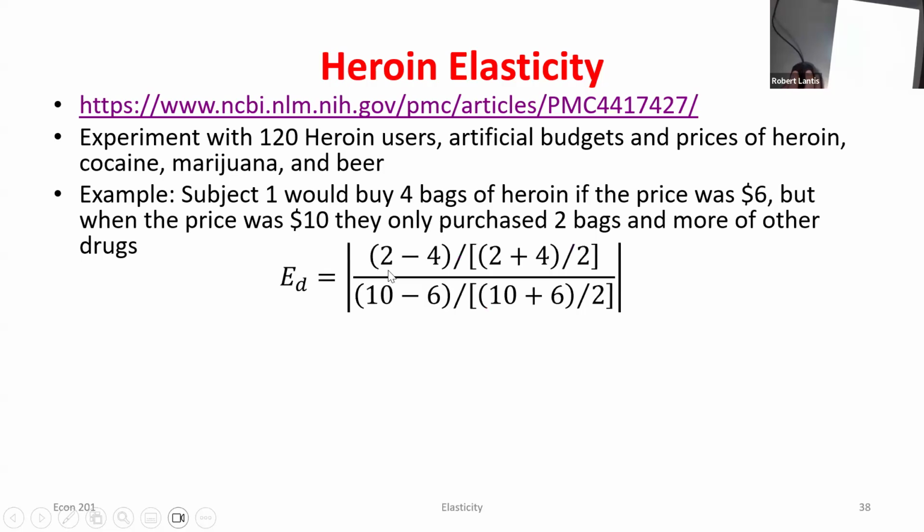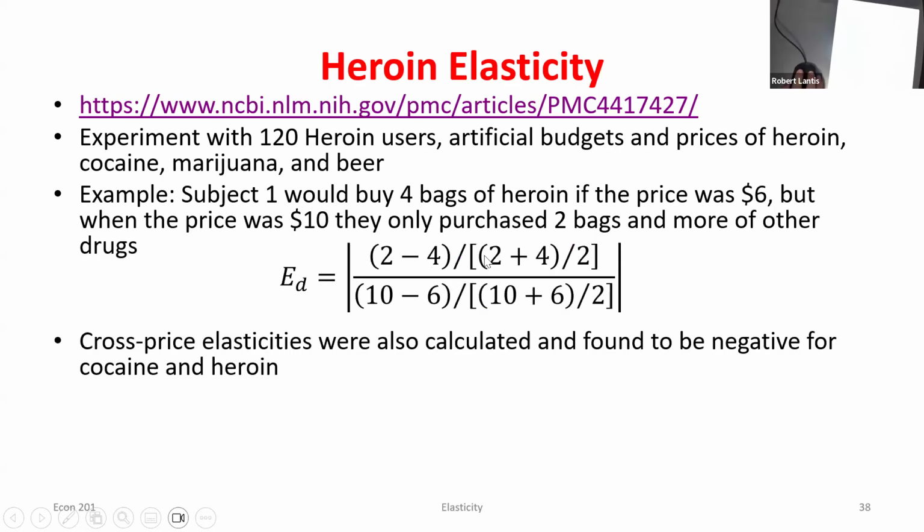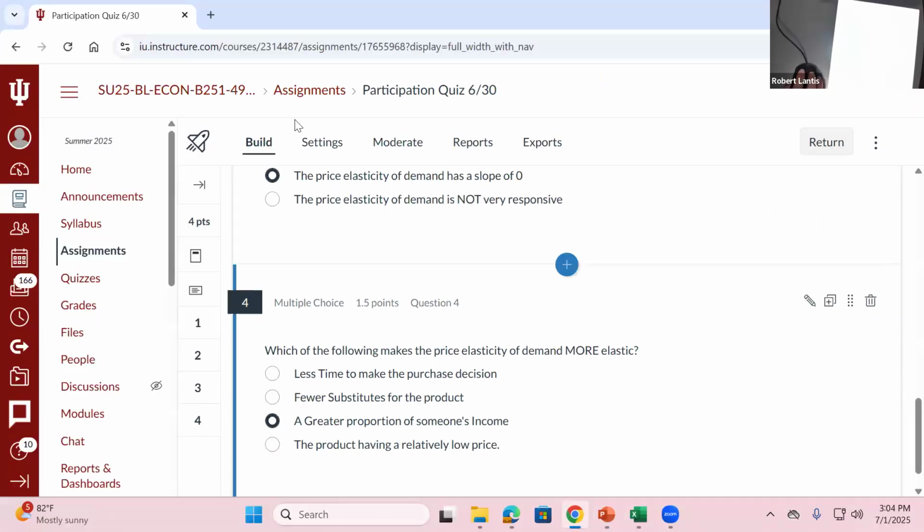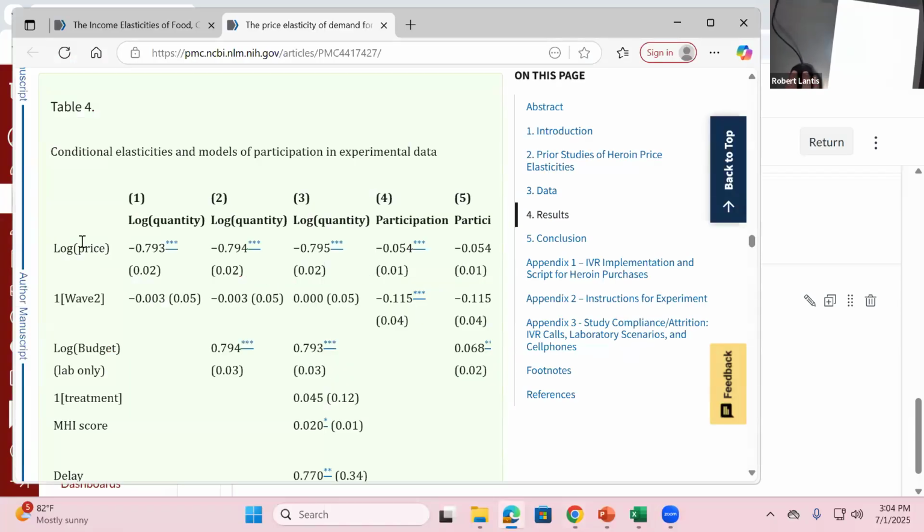Well, I can calculate what it is by simply plugging in, using the midpoint method, my prices, my quantities, and calculate that I've got pretty inelastic demand. So in fact, that's what, where did it go? Oh, it pulled it up in this web browser. So this is a fancy way of doing this. It's outside the scope of this class, but essentially these numbers represent the elasticity. So they run some regressions.